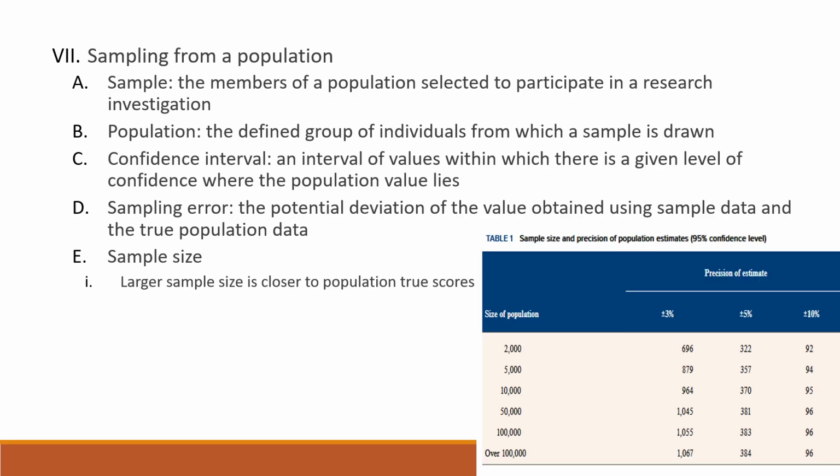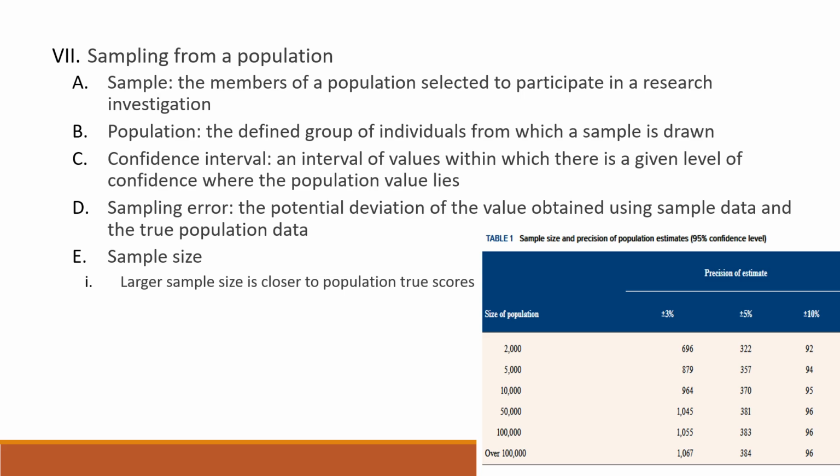The sample size, or how many people we have in our sample, is something we need to consider as well. The larger the sample size, the closer to the population true scores it is, and the lower the sampling error will be. If we wanted to make assumptions about all ISU students, there would probably be more error if we only measured 25 people than if we measured 2,500 people.